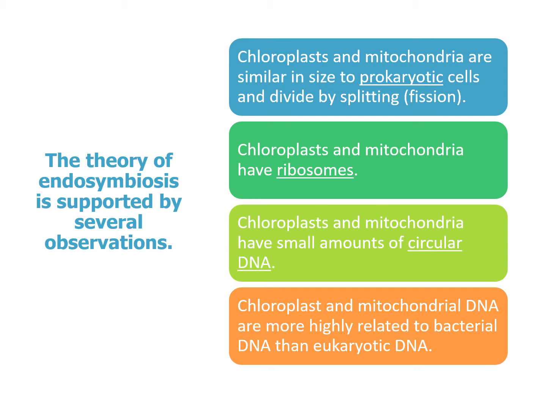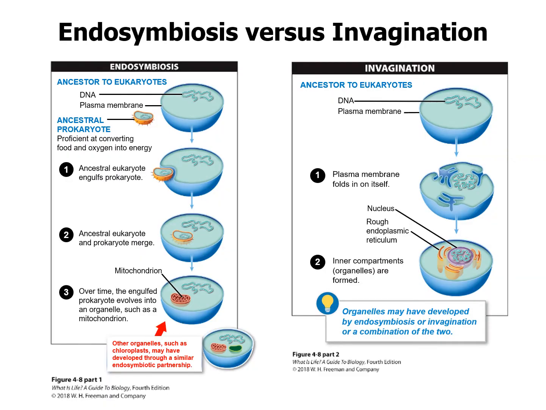So all of these observations support the theory of endosymbiosis as to why chloroplasts and mitochondria developed in eukaryotic cells. This is specifically saying that mitochondria and chloroplasts developed in plant and animal cells is what we're talking about here. So we talked about endosymbiosis.